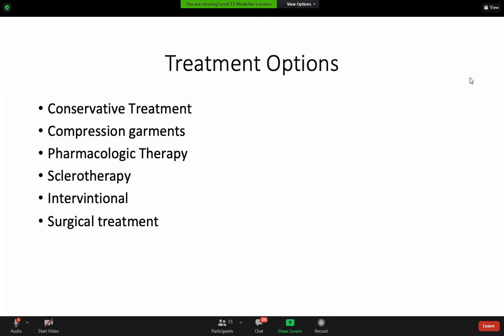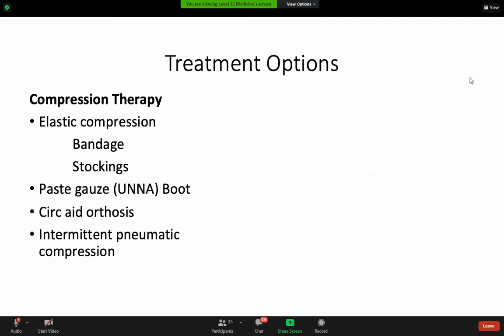Of course, treatment options for varicosities or varicose veins, which is venous insufficiency in the superficial system. So conservative management, we always start with compression stocking, and then we go for sclerotherapy, especially for cosmetics, and then we go for intervention.